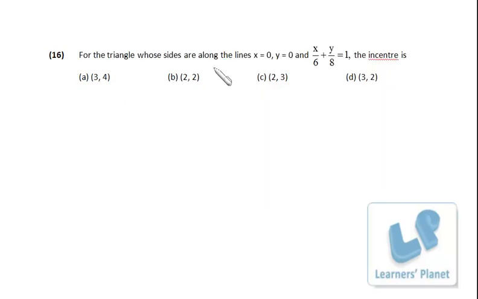For the triangle whose sides are along the lines x equal to 0, y equal to 0 and x by 6 plus y by 8 equal to 1, the incenter is? So what we'll do, we'll just draw a rough figure over here. Now this is the line where y is equal to 0, this is the line x is equal to 0, and the third line where the x intercept is 6 and the y intercept is 8. So this is that line. So this is the triangle in the question, and we have to find out the incenter of this triangle.